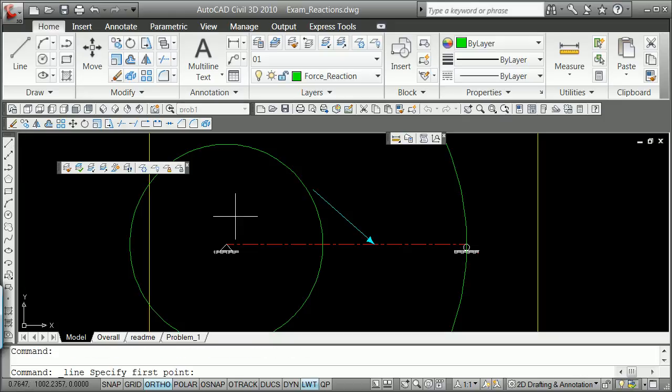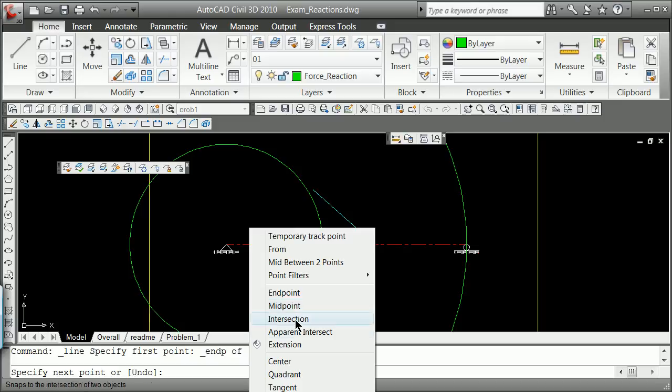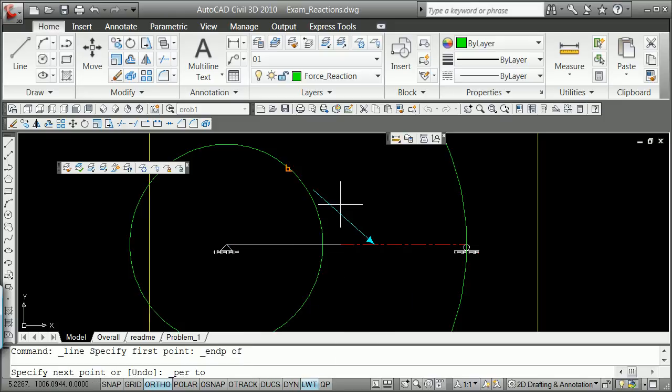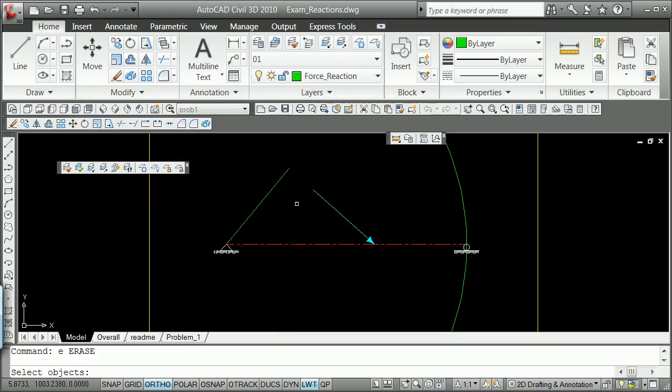I go from here, from the end point, perp to, and that shows you your moment arms. So you have force times orthogonal distance equals force times orthogonal distance. You do that once, twice, 3 times, and you get it done. You're just looking at ratios of the moment arm.